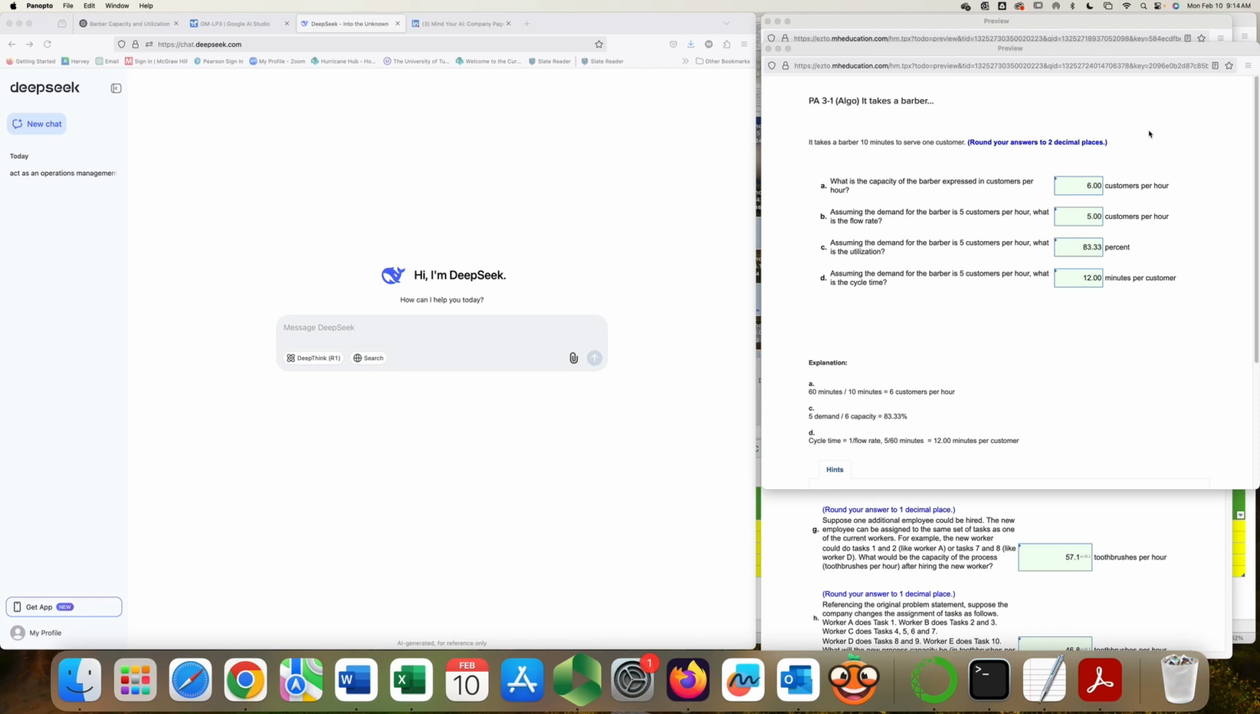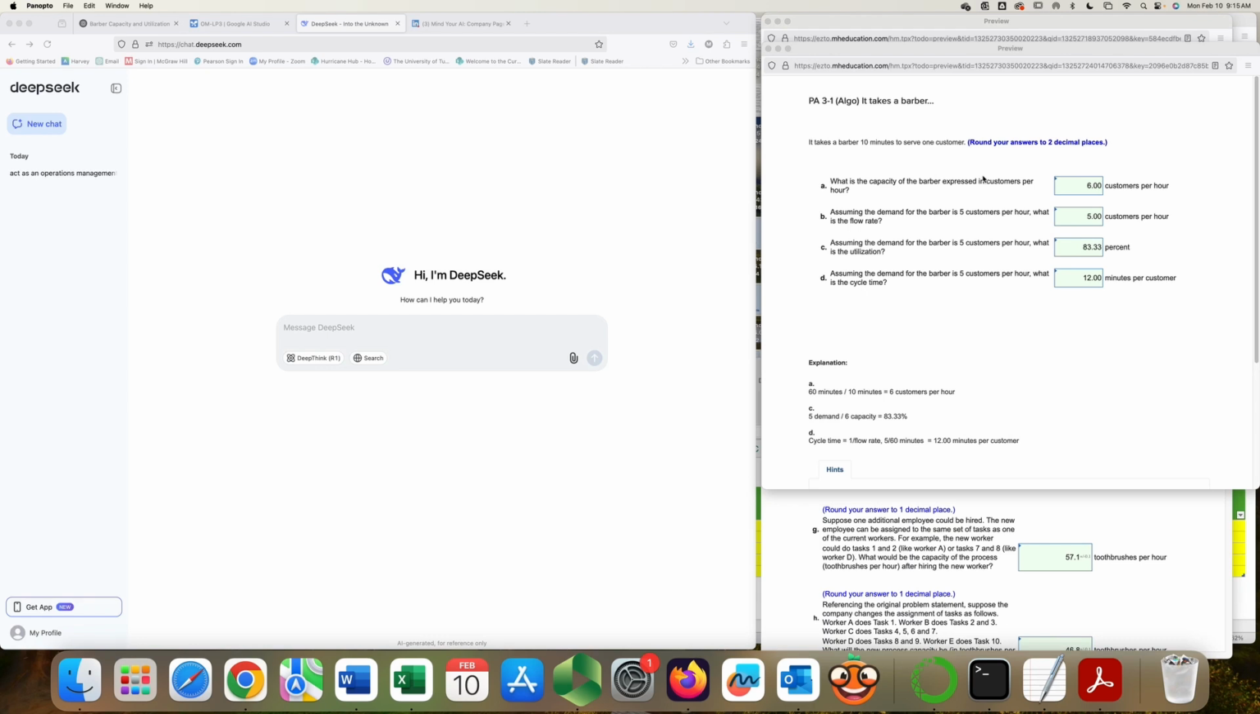So the first question is the easiest, to be honest. It is the process analysis question, starting with the capacity. This is a barbershop, 10 minutes to serve one customer. It's really straightforward. What is the capacity? This barbershop can serve 6 customers per hour. So 10 minutes one customer, so 6 customers in 60 minutes.